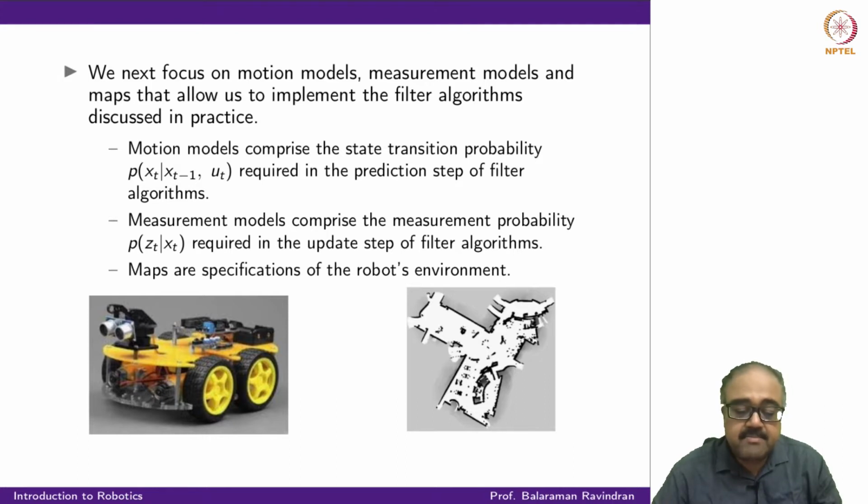And then the next thing is the measurement model that tells you what is the probability that I will make a specific measurement zt given that I am in state xt. So remember that xt and zt and even ut can be vectors, right? They are not necessarily scalars, even though many of the illustrations that we saw were all with scalar quantities, just to make the presentation easier, right?